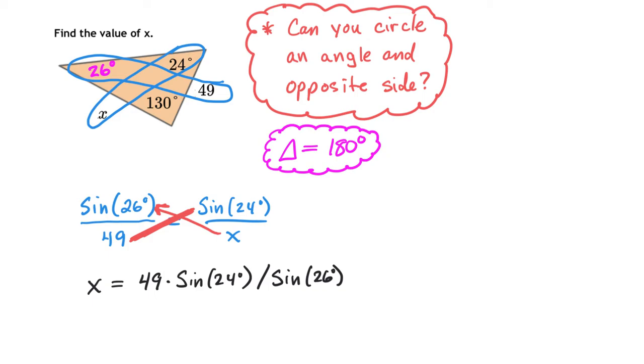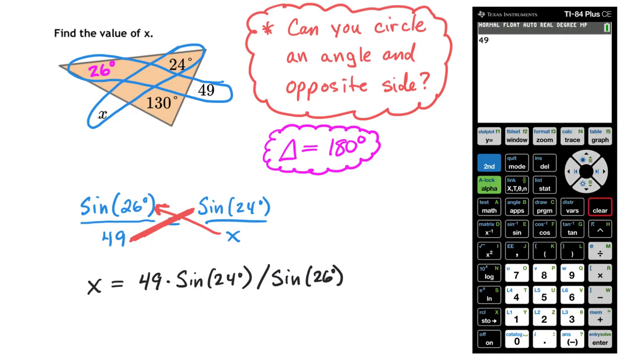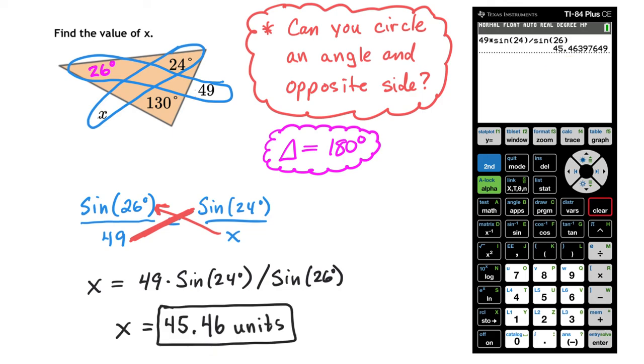Now let's go over to our calculator and type that in. We're going to type in 49, and then times sine of 24. Now remember this, you'll notice there is no parenthesis there. It's very important you press the closing parenthesis here for the calculator to do the right calculation. So you close the parentheses, and then divide by sine of 26. And then what you'll notice is we've typed it all in one straight line across in your calculator. That's the best way to do it. Then just press enter, and you'll notice your answer comes out to be 45.46 units. So that's what we're going to write for our answer, 45.46 units.